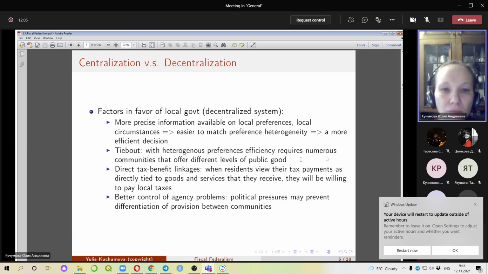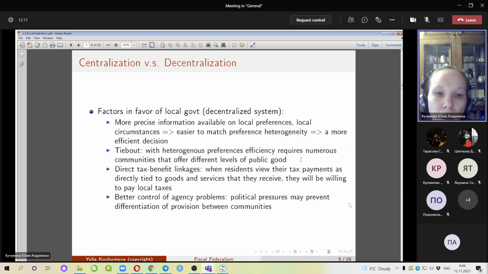Then let me describe the factors in favor of local governments, or what we call a decentralized system of government. So first, an important factor is that there is more precise information available on local preferences and local circumstances at the local level, and then it's easy to match preferences and heterogeneities and therefore get a more efficient decision.